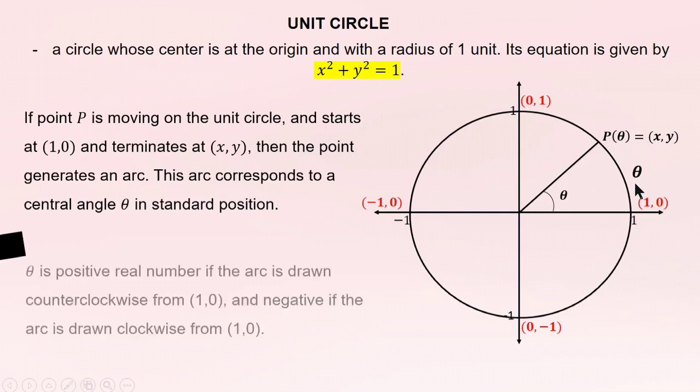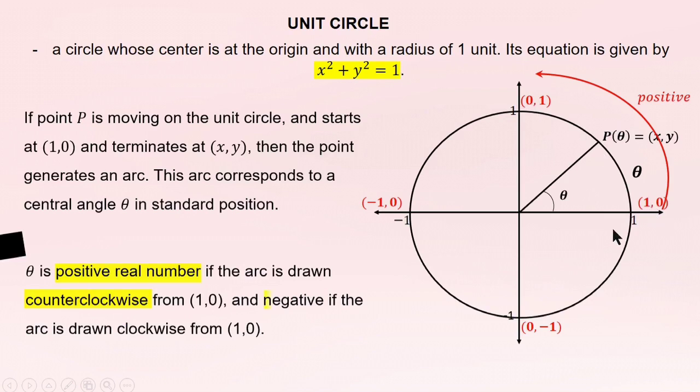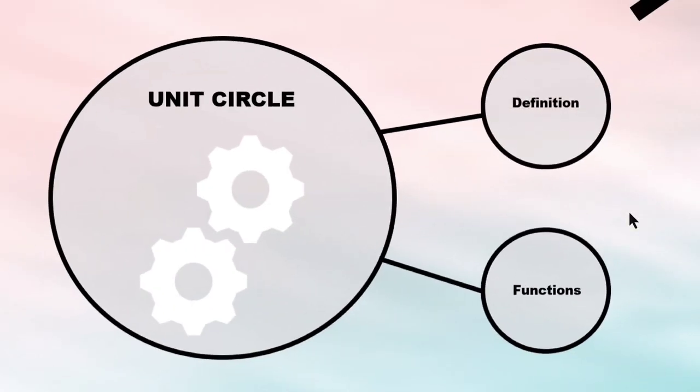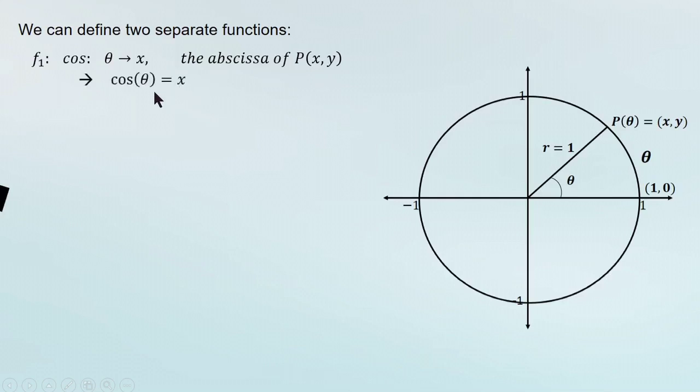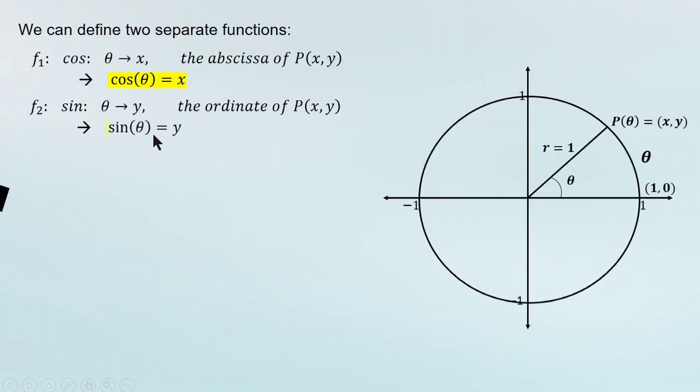Theta is a positive real number if the arc is drawn counterclockwise from point (1, 0), and negative if the arc is drawn clockwise from (1, 0). Point (1, 0) is the starting point in the unit circle. From this, we can define two separate functions. First, we have the function of cosine theta, which is x, the abscissa of point (x, y). That means cosine theta is equal to x. Second, we have the function of sine theta, which is y, the ordinate of point (x, y). So sine theta is equal to y.